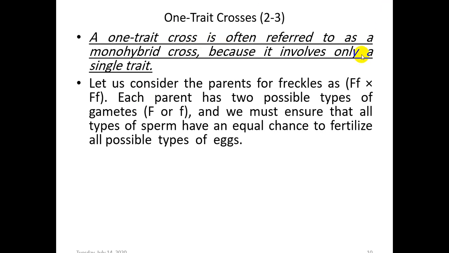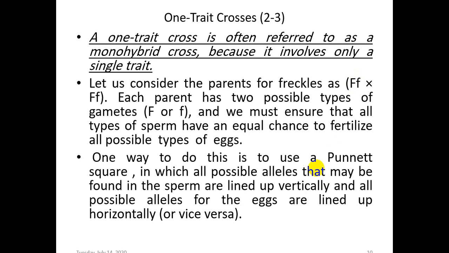If we have these, they are heterozygous, Ff. Each parent has two possible types of gametes. Of course, let us say this is the female. So the egg either has capital or small, and the sperm, you have sperm with this, and sperm with this type, small. Okay, of gametes, and we must ensure that all types of sperm have an equal chance of fertilization. Of course, one way to do this is to have a Punnett square. I will not talk about this now. We got a figure of the Punnett square.